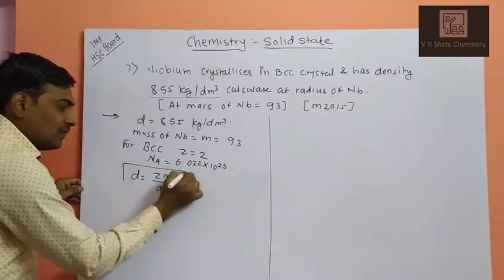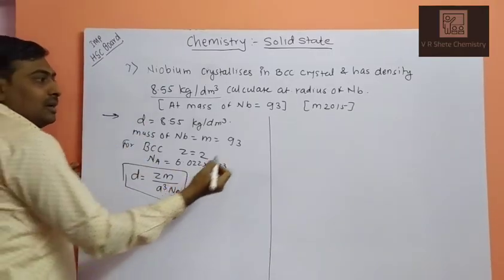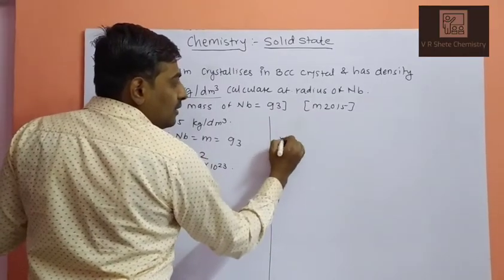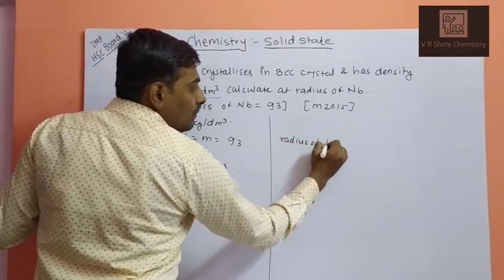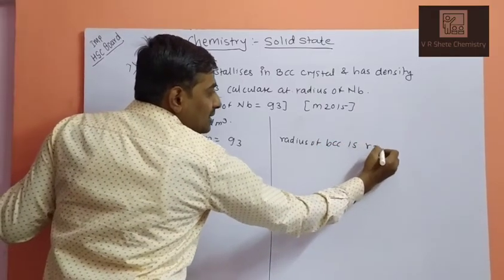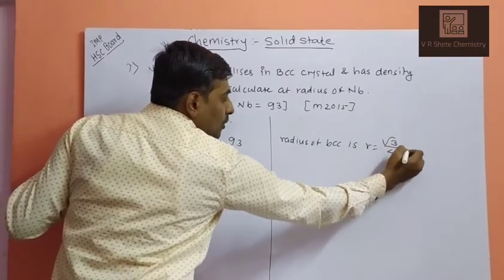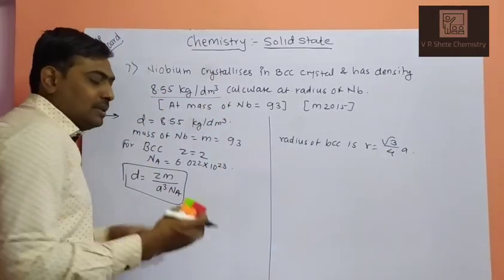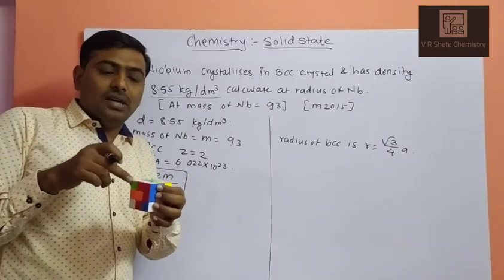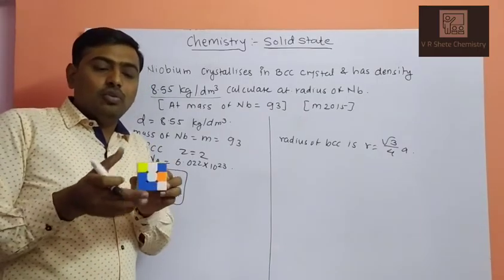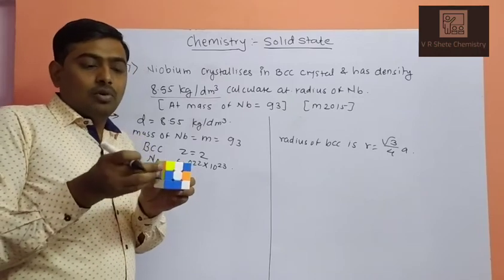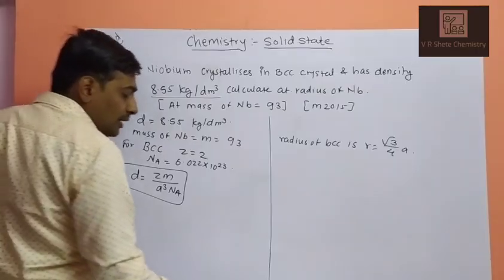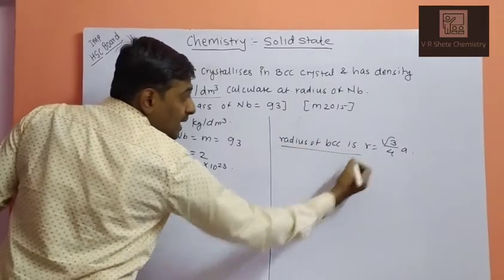Why are we using this formula? Because the radius of BCC is R is equal to root 3 by 4 A. What is A? A is the edge of the cube. This is in cubic form. These are the different edges: first, second, third, fourth. This is your cube, and this is your edge length. We have to calculate radius, which is half the diameter of an atom in BCC.